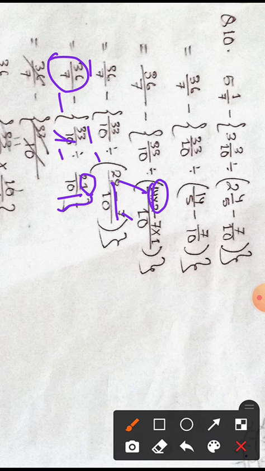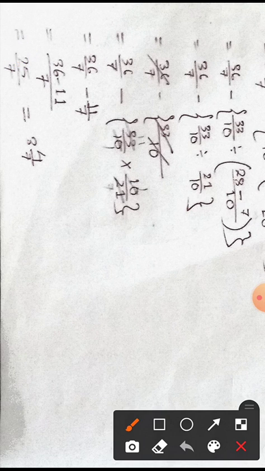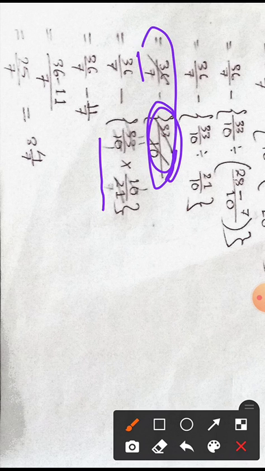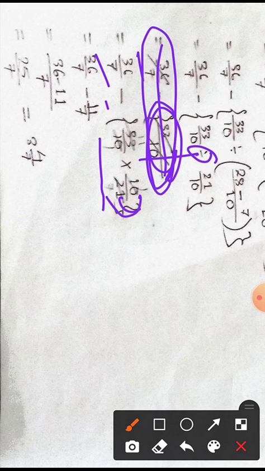So bracket open, bracket is closed. And 36 by 7 minus, now change this divide sign into multiply. Change this divide sign into multiply. I have made a mistake here, so do not write this one. So here 36 by 7 minus, then 33 by 10 into 10 by 21, because we have changed this divide into multiply, so the number also changes its position.